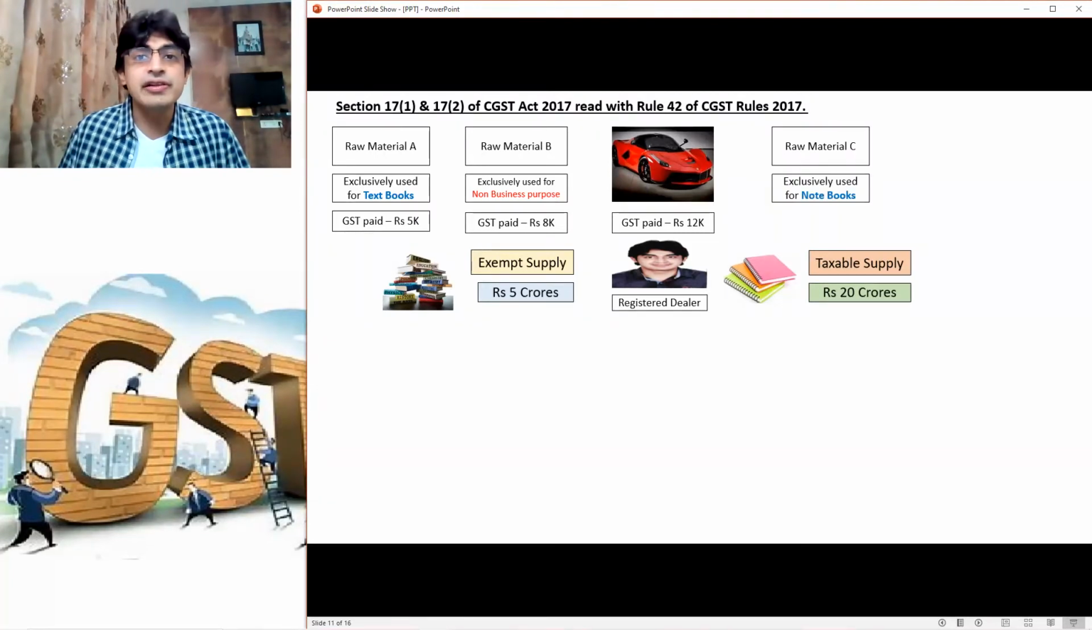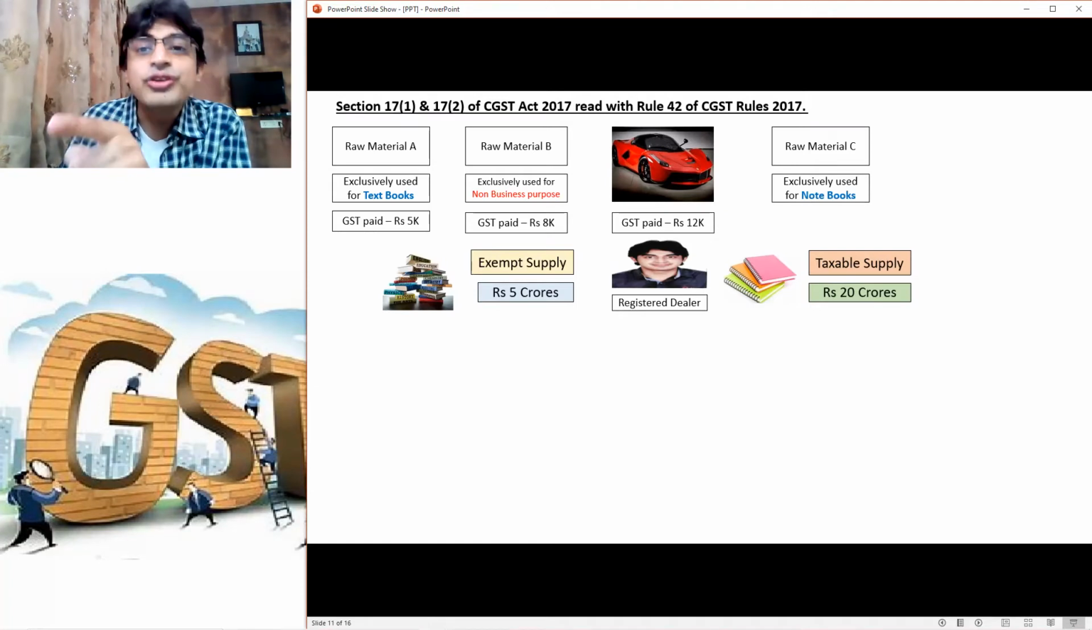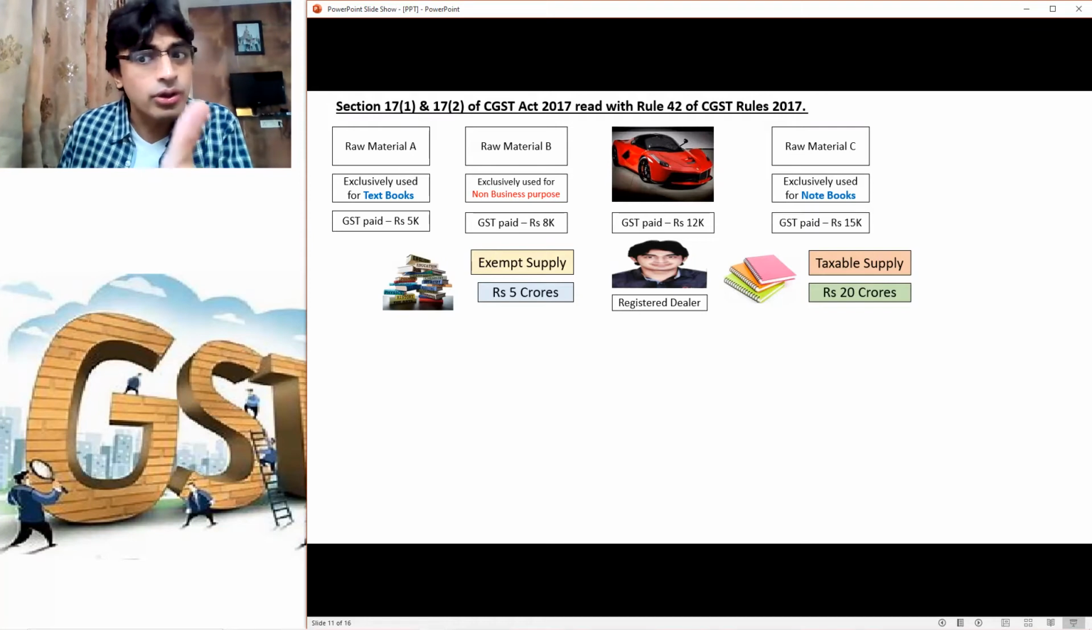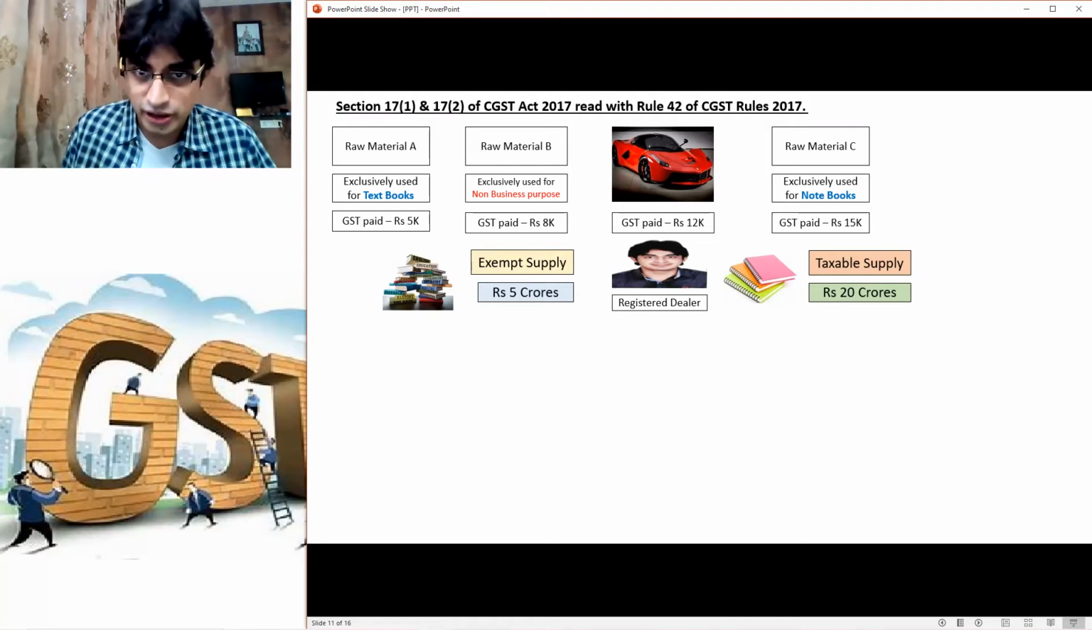Now, this raw material C is utilized exclusively for notebooks. It means it is exclusively for taxable supply, fully allowed. GST paid I have paid, say 15,000.